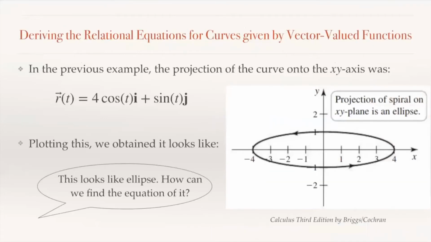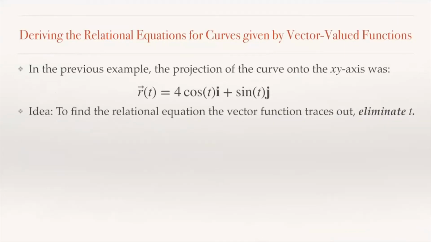Okay, so just plotting points, we found that this looks like an ellipse. How can we actually prove that it's an ellipse and find the standard Cartesian equation for that ellipse? Okay, so we want to eliminate t to get a relational equation. And by relational equation, we mean an equation on the Cartesian plane. So what we mean by this is that we only have x and y in it.